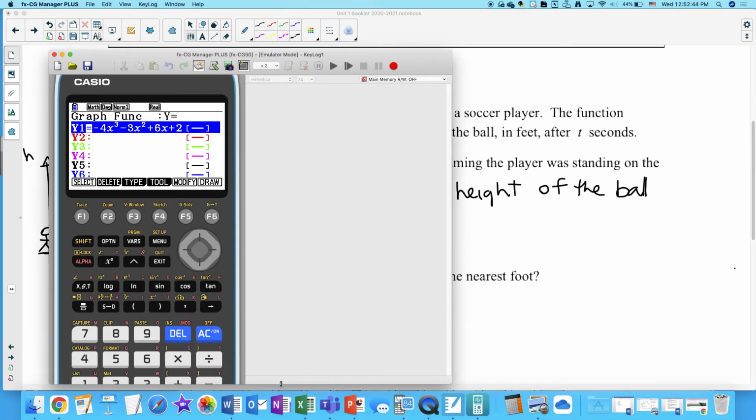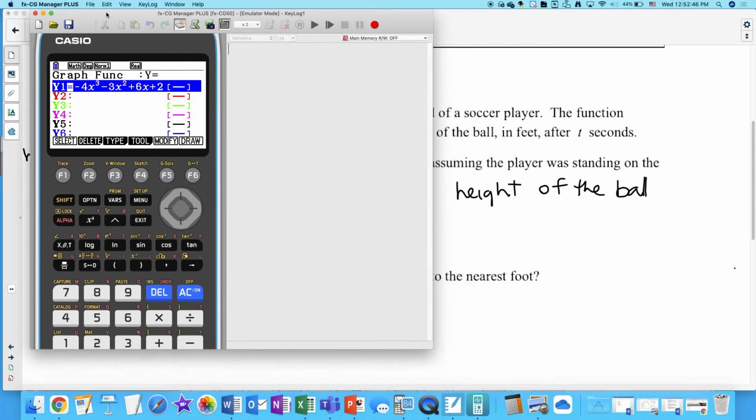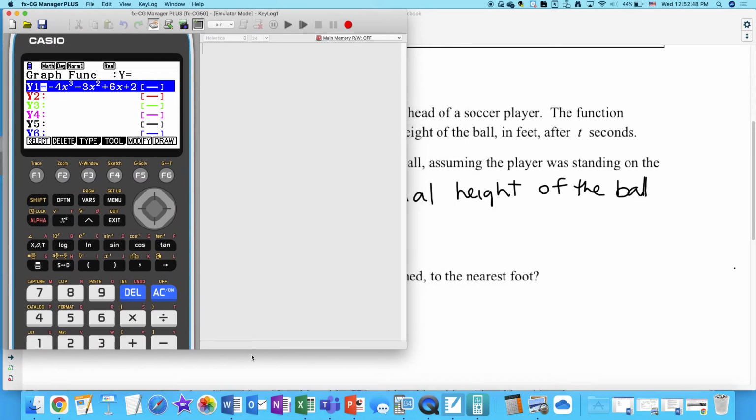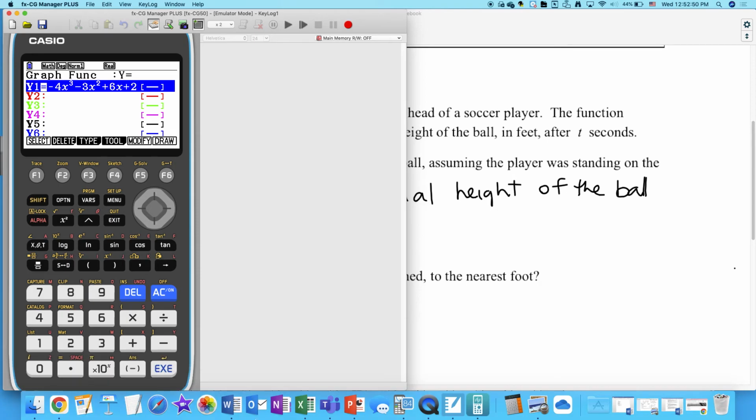So I'll hit F2 for delete, yes. And I'm going to enter in negative 16x squared plus 40x, and then plus 6. Enter. And then I can go F6 for draw.